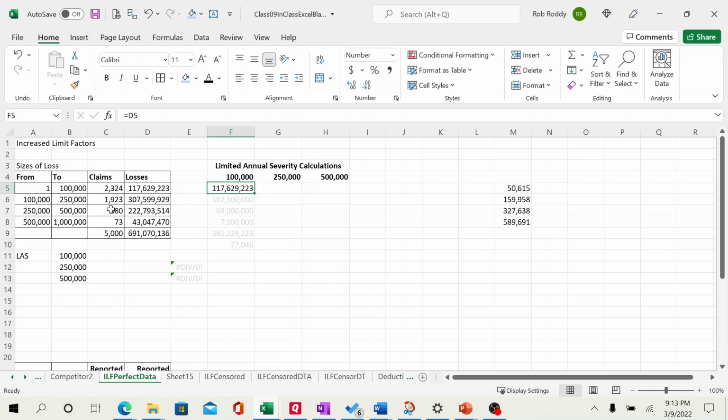So if you limited your losses in this layer, any losses from $100,000 to $250,000, some of these dollars wouldn't be included, because they are amounts over $100,000. So your limited severity here is just your claims times your loss amount: 1,923 times the loss amount, or a total of 192 million. I apologize, $300,000. So on and so forth.